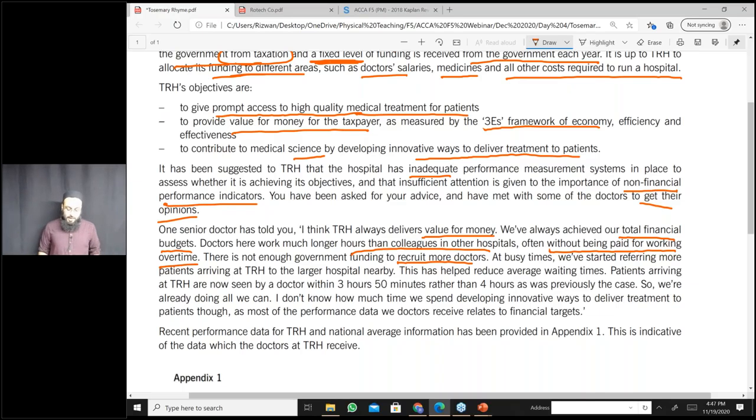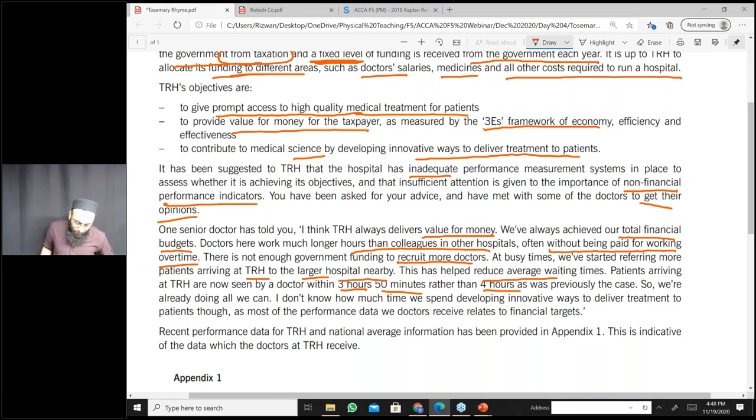It's a fund restriction. At busy times, we have started referring more patients arriving at TRH to a larger hospital nearby. So what they do is transfer the patients. This has helped reduce average waiting times. Patients arriving at the hospital are now seen by a doctor within 3 hours 50 minutes rather than 4 hours as was previously the case. Remember, it's a minor injury, so that is acceptable. For major, if they are taking that much time, that person will not be alive. Okay. So we're already doing all we can.